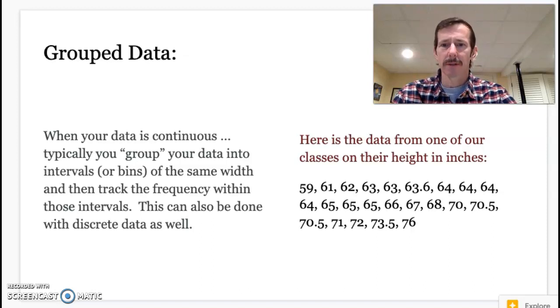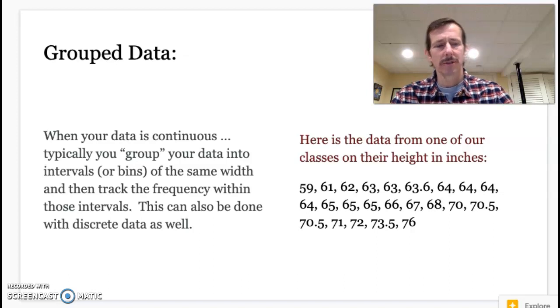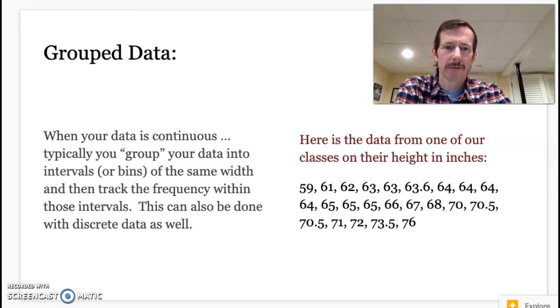In this particular problem, I've accumulated the height in inches of one of the groups of kids that I teach. First off, there's not a lot of repeaters in here, and so if I try to make a bar graph out of this, it would just be a bunch of short bars. So instead, we usually group our data so that we can get a better picture of it overall.